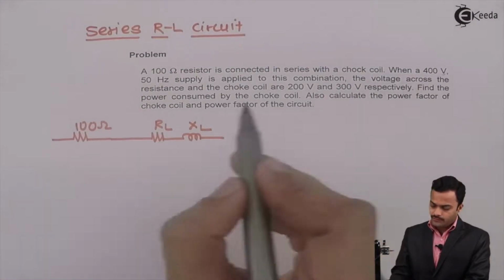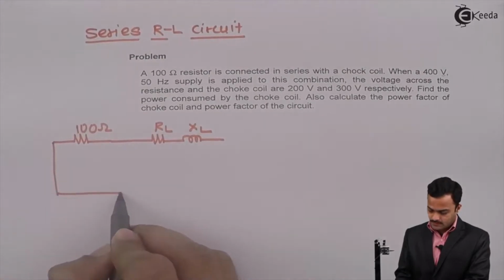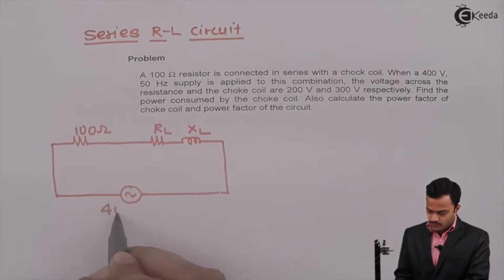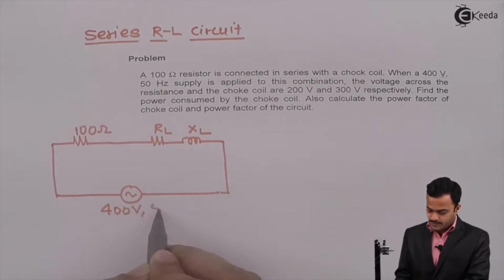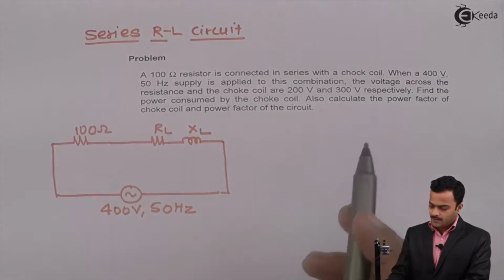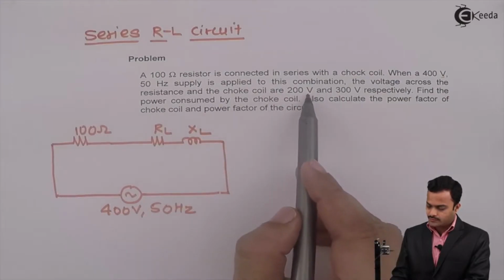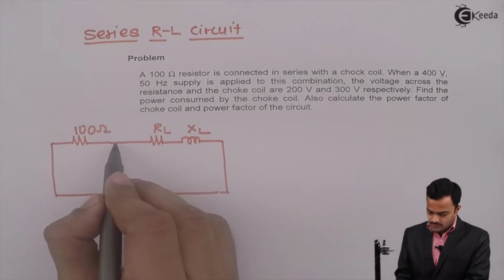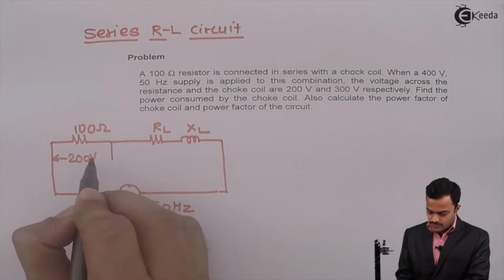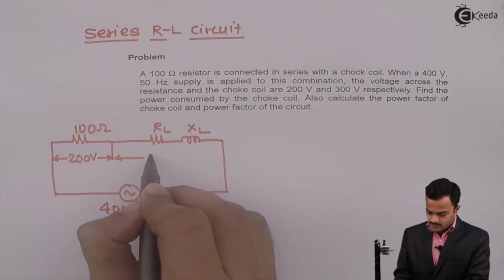When a 400 volt 50 hertz supply is applied to this combination, so it's like this. 400 volt 50 hertz supply is given to this series combination. The voltage across the resistance and the choke coil are 200 volt and 300 volt. So voltage across resistance is 200 volt and choke coil is 300 volt.